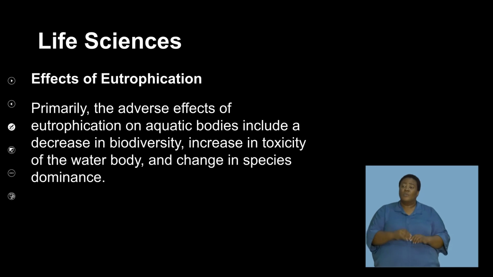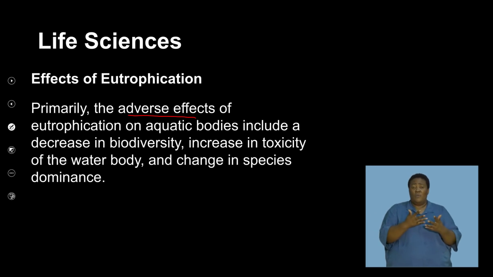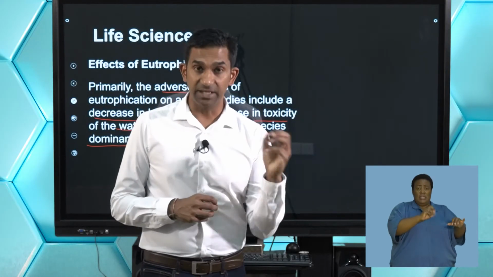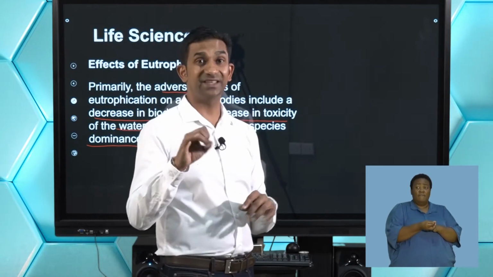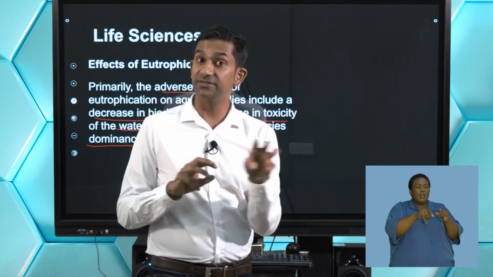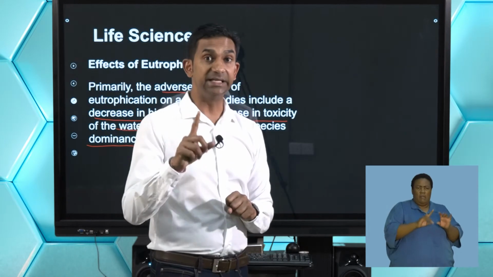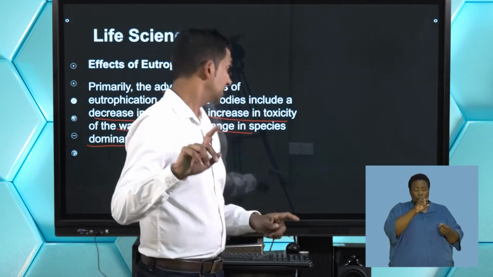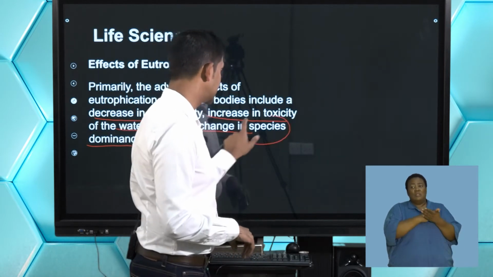Right, so what are the effects? Primarily, the adverse effects of eutrophication on aquatic bodies include the decrease of biodiversity, the increasing toxicity of the water body, and the change in the species dominance. So you'll find that because of the accumulation of algae and the impact that those biotoxins have, it reduces biodiversity, meaning that it reduces the diversity of living organisms in these water bodies, leading to the accumulation of certain toxins. And in these water bodies, certain species that are adapted to this will survive.